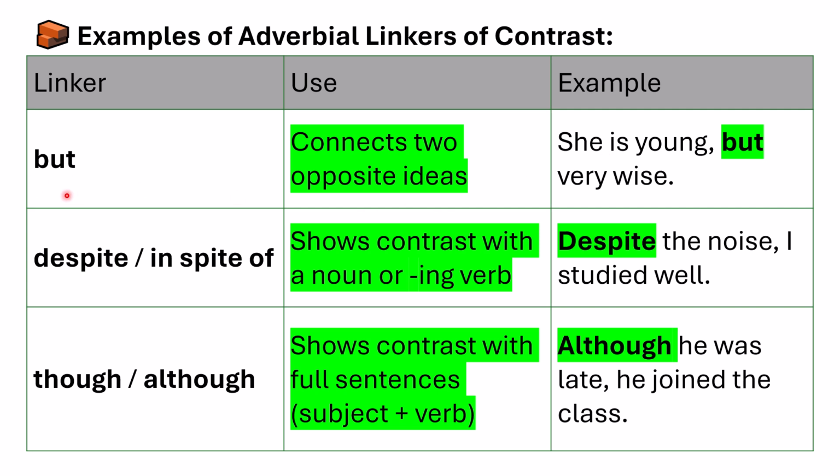Now let's look at the first linker, which is but. So now we'll look at how we can use it. What is the use of the linker but? It connects two opposite ideas. Example, she is young but very wise. Young children are usually not considered to be very wise. But here she is young but very wise, meaning very intelligent.